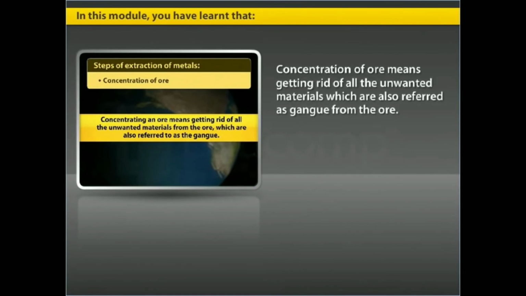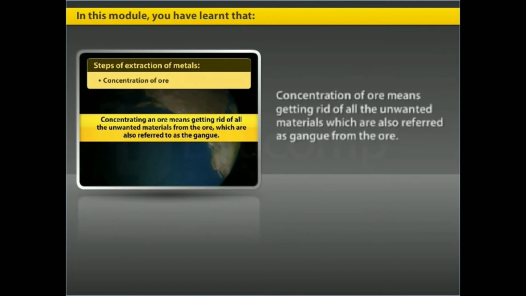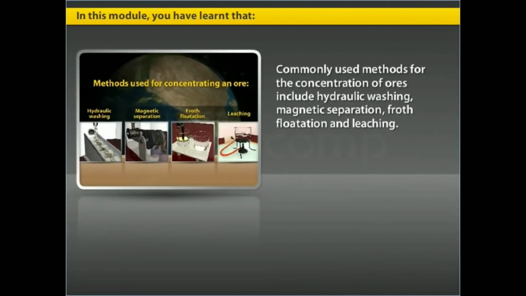Concentration of ore means getting rid of all the unwanted materials, which are also referred to as gangue, from the ore. Commonly used methods for the concentration of ores include hydraulic washing, magnetic separation, froth flotation, and leaching.